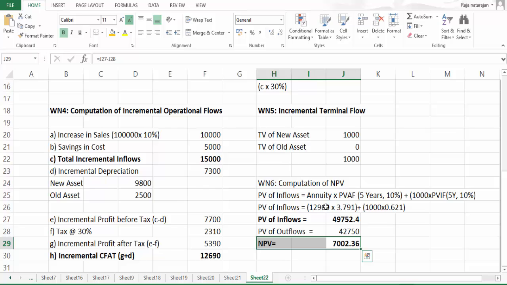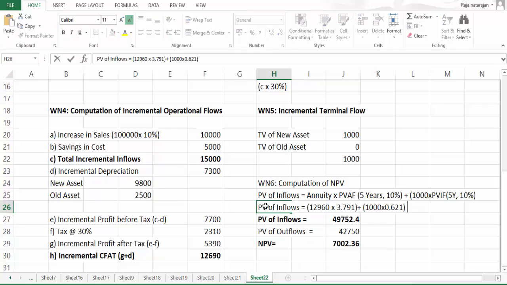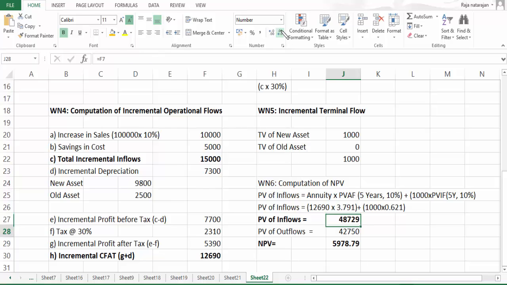So let me check whether it's right. I think there is a small mistake. Here I have taken the annuity as 12,960, but the right number is 12,690. So I should change this. This should become 12,690. So here also in the calculation I should change it to 12,690. So what happens? This becomes 48,729, and outflows are 42,750. So my NPV is 5,979.